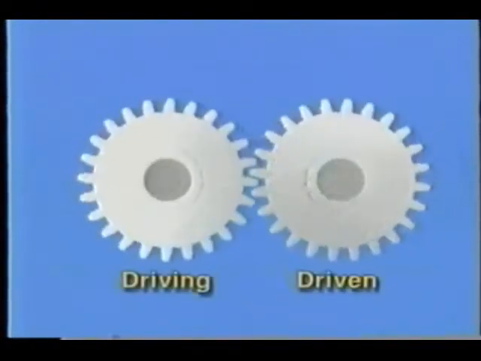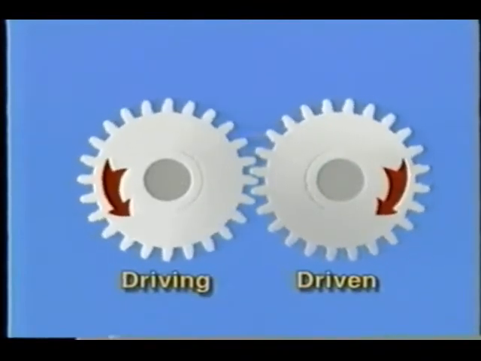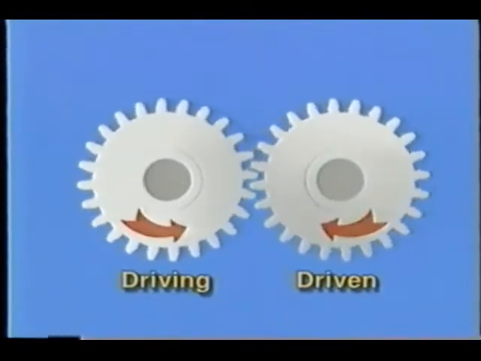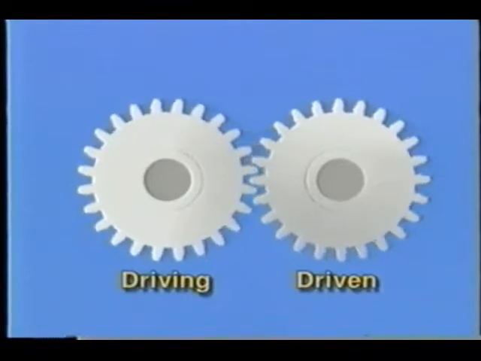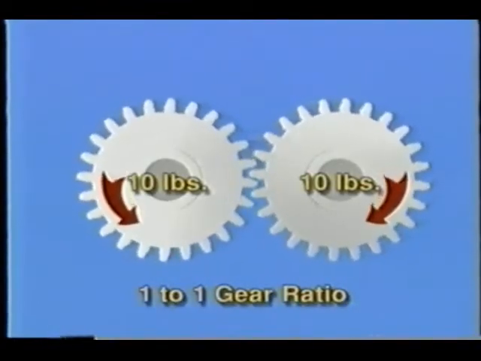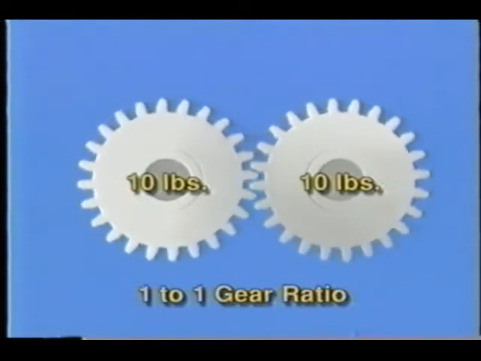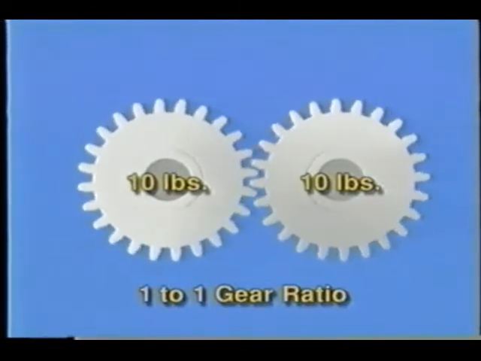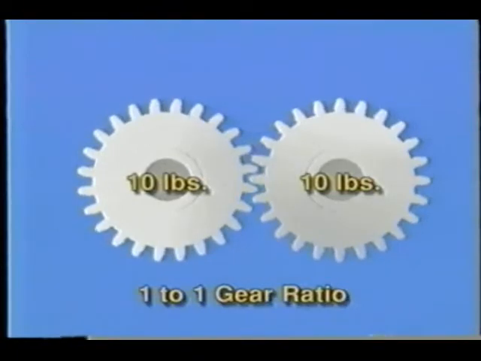Let's see how this is done. Here we see two gears in mesh. They are the same diameter and have the same number of teeth. Since each gear is the same size, they both rotate at the same speed and with the same amount of torque. This is a 1-to-1 gear ratio.